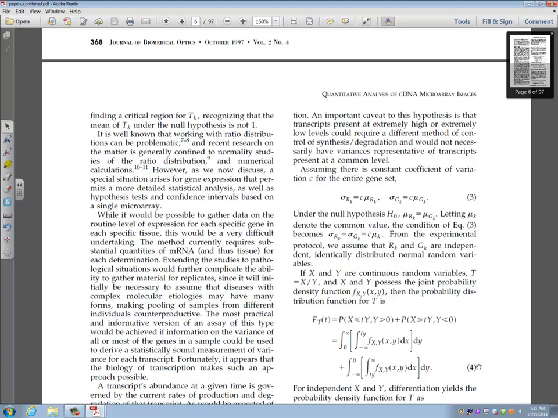So if x and y are continuous random variables, t is the ratio of x to y, and x and y possess the joint probability density function f_XY of x and y, then the probability distribution function for t is F_T of t, which is the probability that the random variable capital T is less than or equal to little t. But random variable capital T is x over y. So you have x over y must be less than or equal to little t. So now you'll consider two cases: little t is positive and little t is negative. So you get these two terms here.